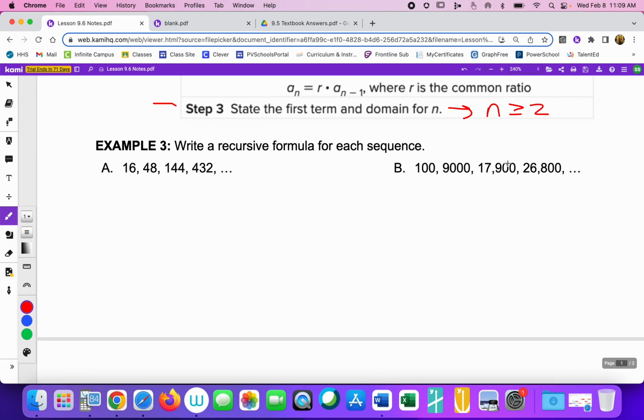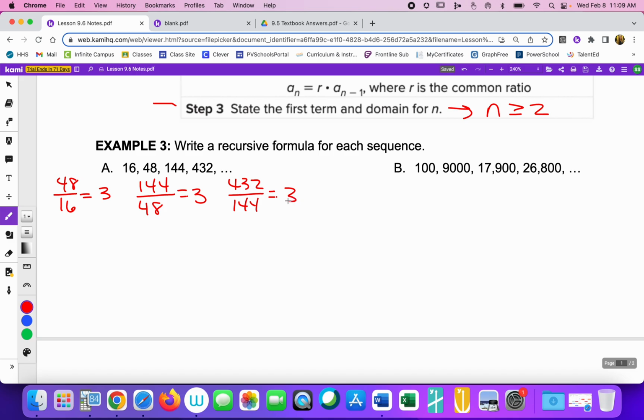So when you are writing a recursive formula, you have to determine whether it's arithmetic or geometric. Some of you will be able to just look at it and pick up on the pattern right away. But start with what we did yesterday when we were determining is it geometric or is it not, where we take the ratios of all of them. So starting off with 48 over 16. What's that? 3. Okay. 144 divided by 48. 3. So far so good. 432 divided by 144. 3. So which type is it?